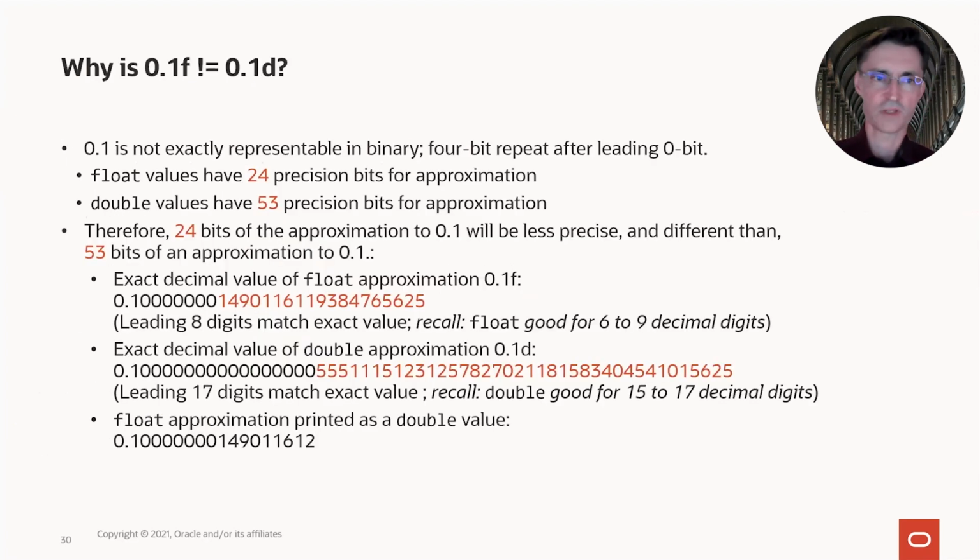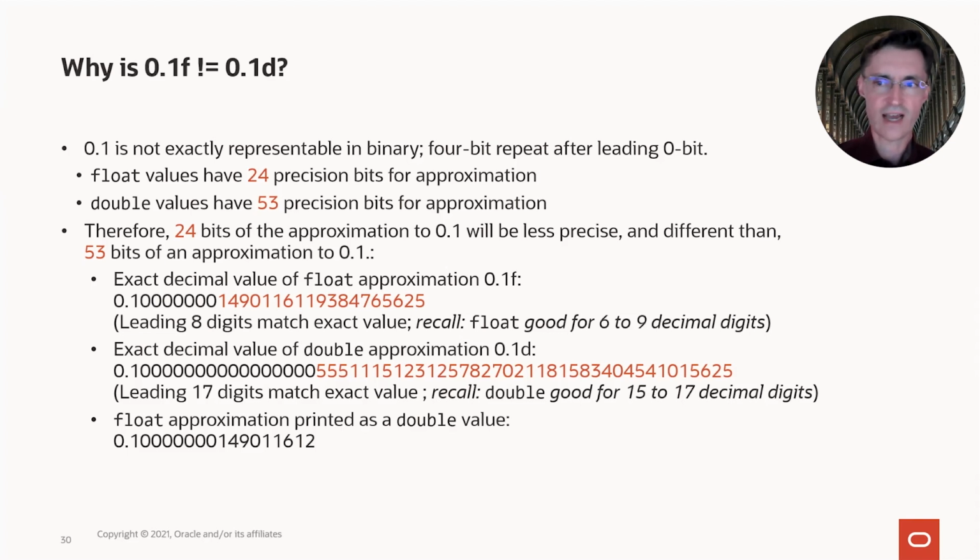So this has a number of implications. One of those implications is that the float approximation to 0.1 is not equal to the double approximation of 0.1. Why is that? Well, float has 24 bits of precision for its approximation, and double has 53 bits. So if you have 24 bits to approximate 0.1, you'll have some number of repeats of 0011. And if you have a 53-bit approximation, you can fit many more repeats of 0011. So they're not going to be the same.